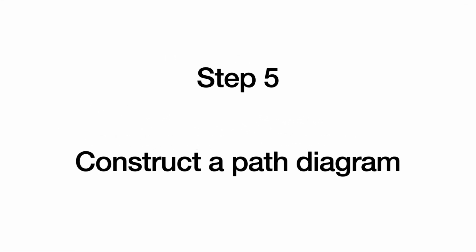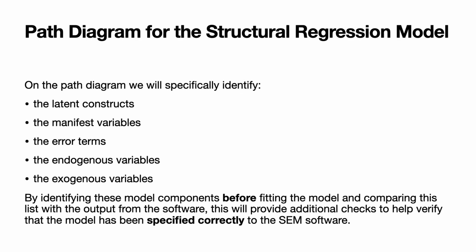Next, we have step 5, where we construct a path diagram for the model. On the path diagram, we're going to specifically identify the latent constructs, the manifest variables, the error terms, the endogenous variables, and the exogenous variables. By identifying these model components before fitting the model and comparing this list with the output from the software, this will provide additional checks to help us verify that the model has been specified correctly to the SEM software.